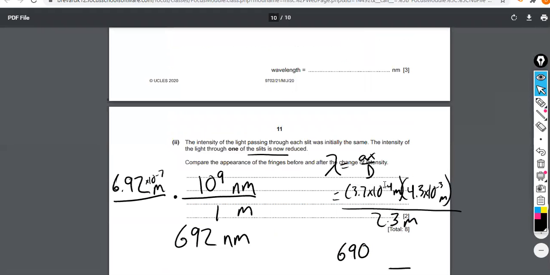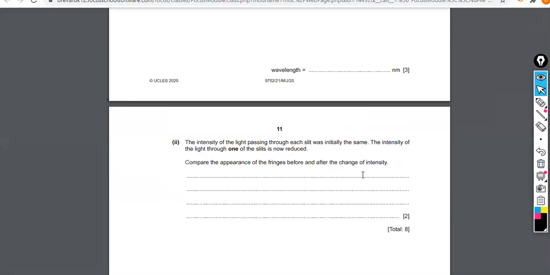Now it says the intensity of the light passing through each slit was initially the same. The intensity of the light through one of the slits is now reduced. Compare the appearance of the fringes before and after the change of intensity. So we want to connect, why did we have to define the principle of superposition a moment ago? How is that related to this?